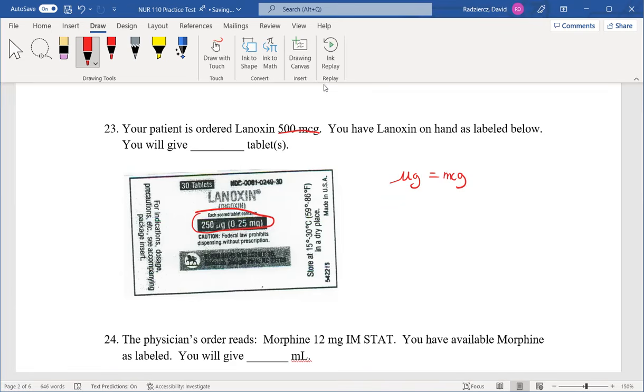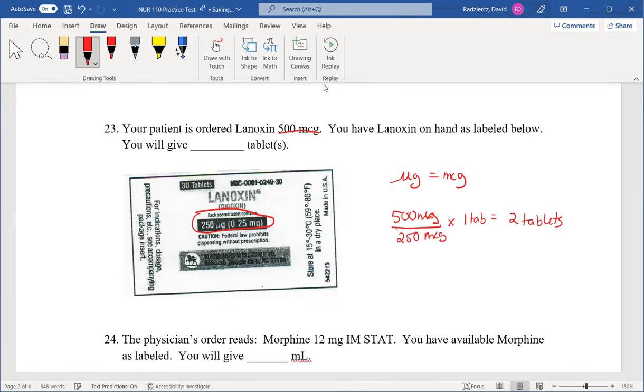Since my order is in micrograms and I have my available in micrograms, that's how I'm going to set this up. 500 micrograms, I can write that over my available 250 micrograms times tablets, which will give me an answer of 2 tablets.